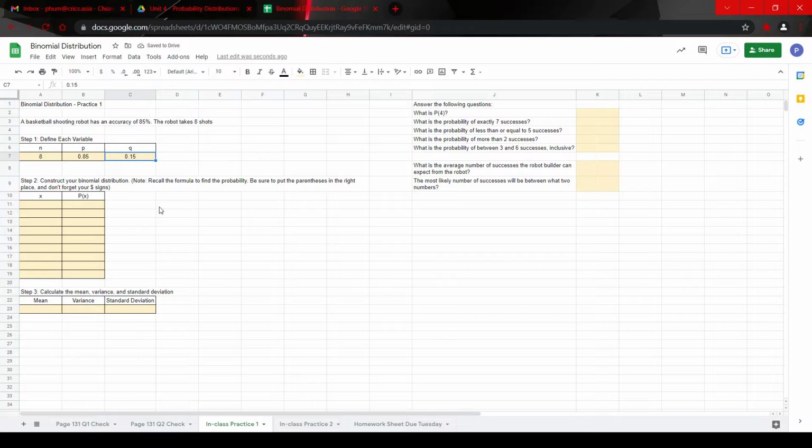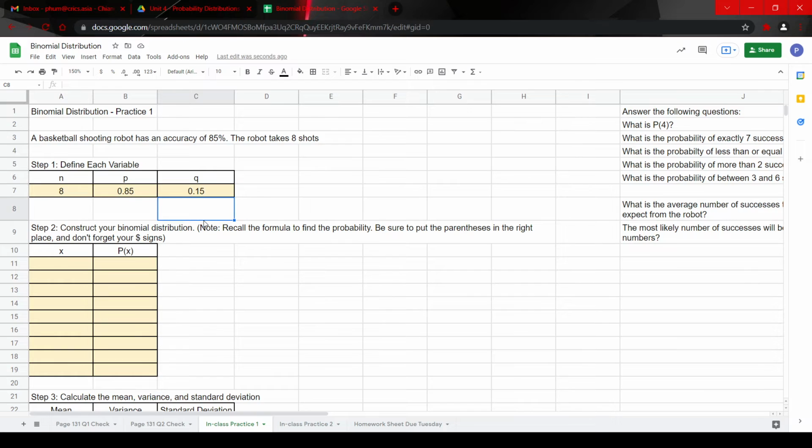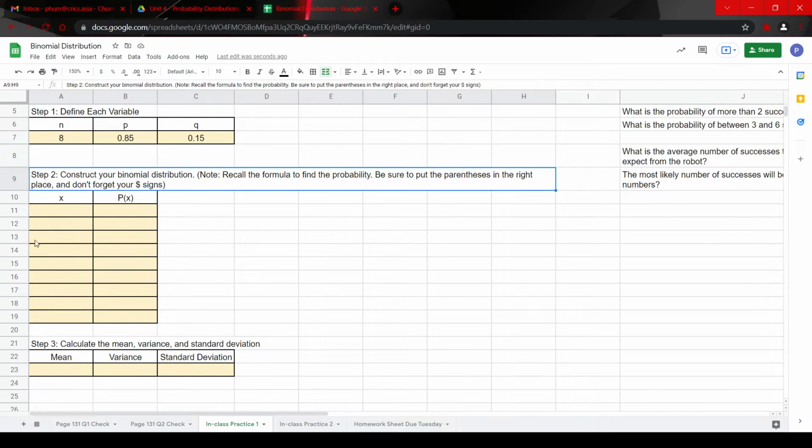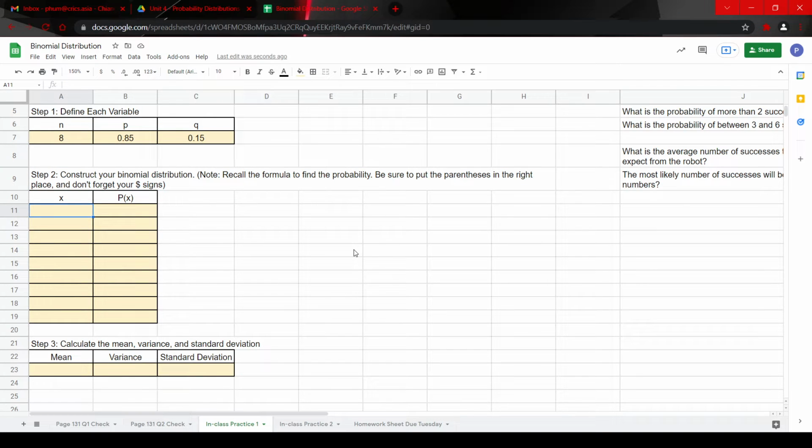The other way to make sure that this Q is absolutely correct is if I do 1 minus whatever P is, right? In this case, P is 0.85. This gives me 0.15. And so now we need to construct our binomial distribution. As usual, our x is a range from 0 to 8. So 0, 1, 2, 3, 4, 5, 6, 7, 8. And our P(x) would be our formula for the binomial probability.